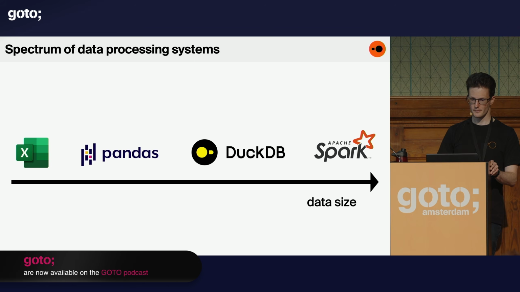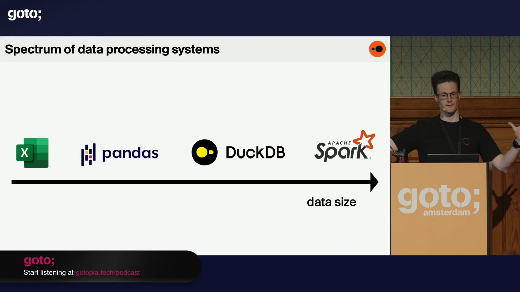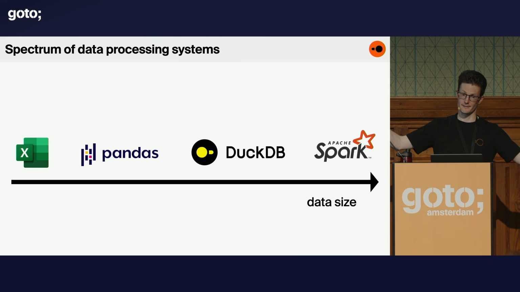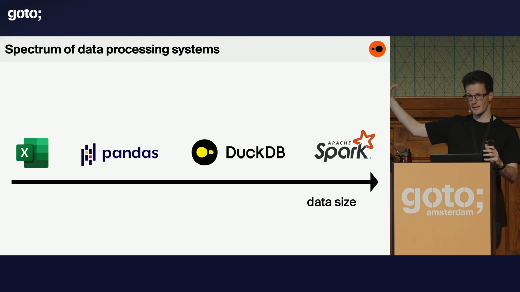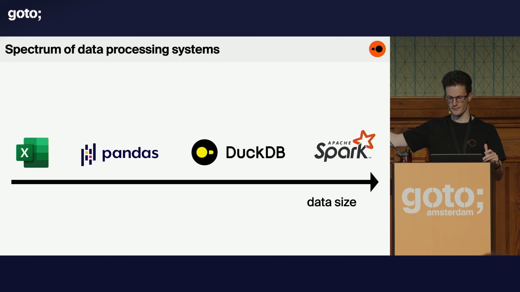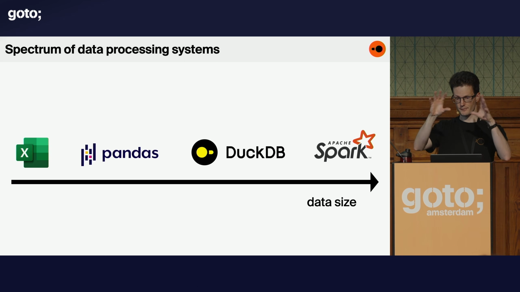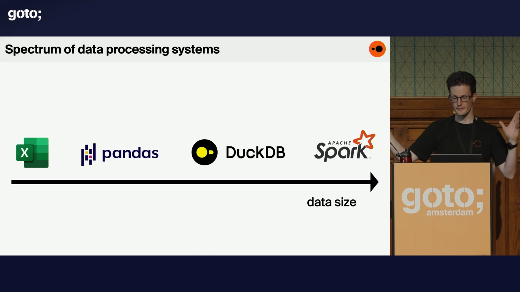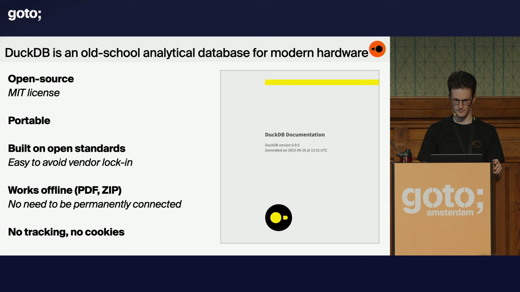So to sum up, if you think about the spectrum of data processing systems, you have really small data sets like Excel data sets and also pandas on the left, and you have really big 10 terabyte plus data sets on the right where Spark makes perfect sense. But we believe that there is this middle ground between, say, 10 gigabytes to 1 terabyte when Pandas is not scalable enough and Spark is a bit too much to set up, and DuckDB fits really nicely into this gap.